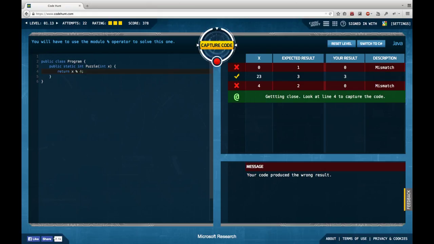But actually that's not the correct solution, although Microsoft is telling me that I'm getting close and have to look at line 4, which is again not that helpful because it's the only line I have. So okay, let's have a closer look at my input. So x of 0 is expected to return 1, 23 is expected to return 3, which I do, but input of 4 is expected to return 2, but my result is 0, which makes perfect sense considering that I have x modulo 4 as my operation here. So okay, let's continue with the next thought.